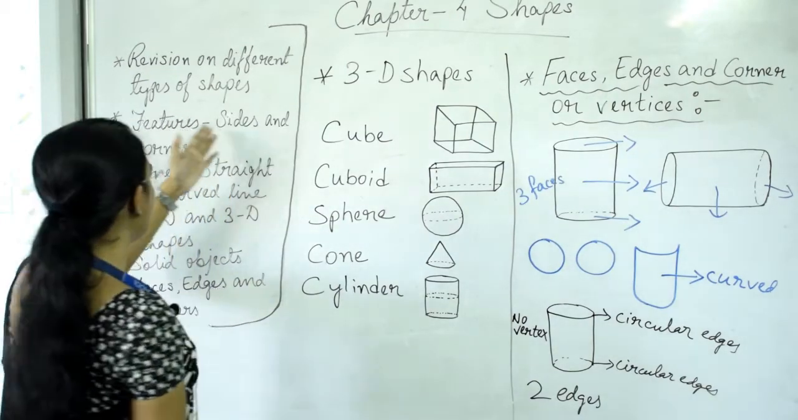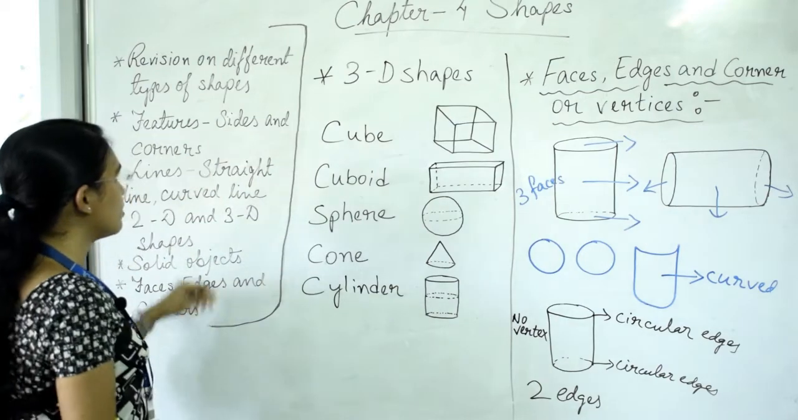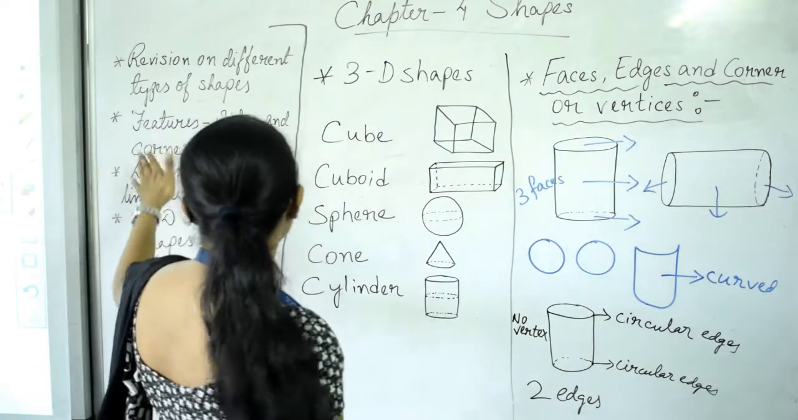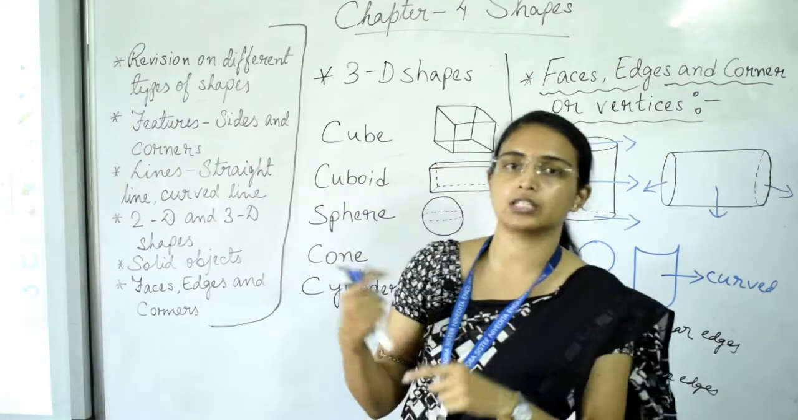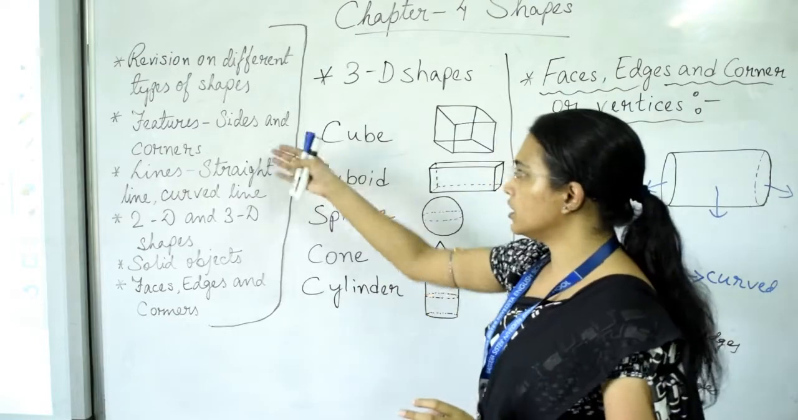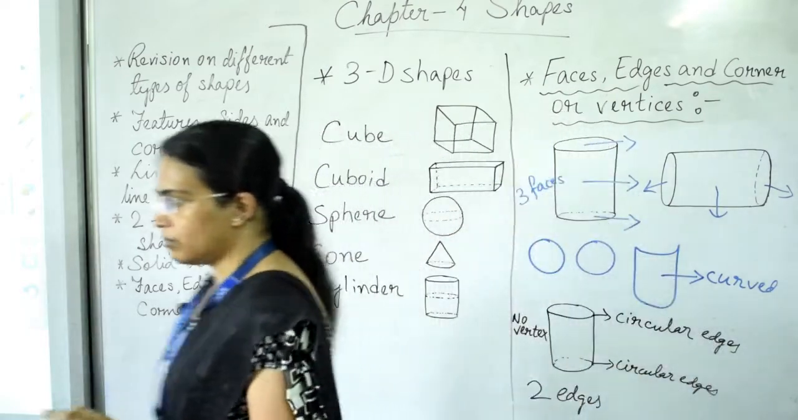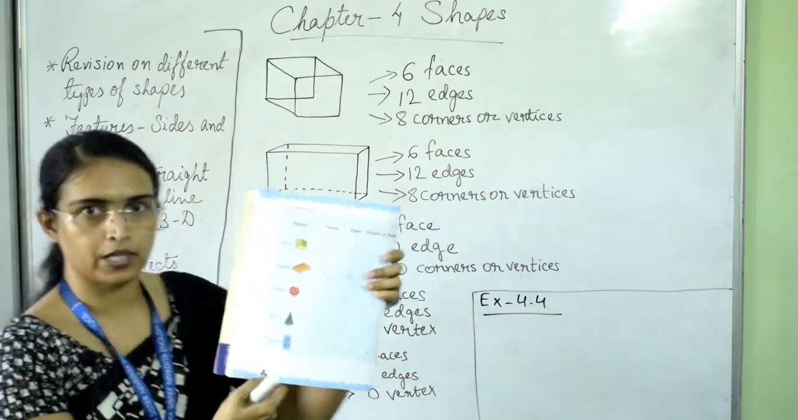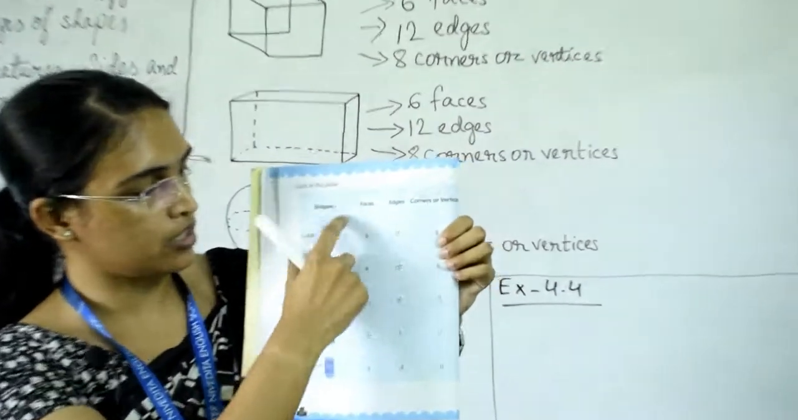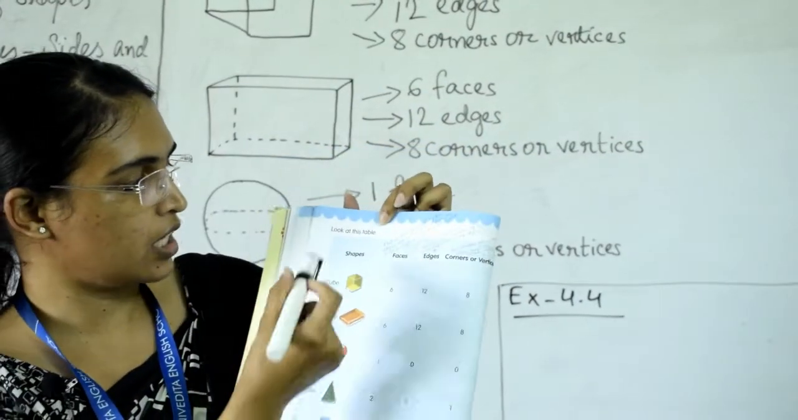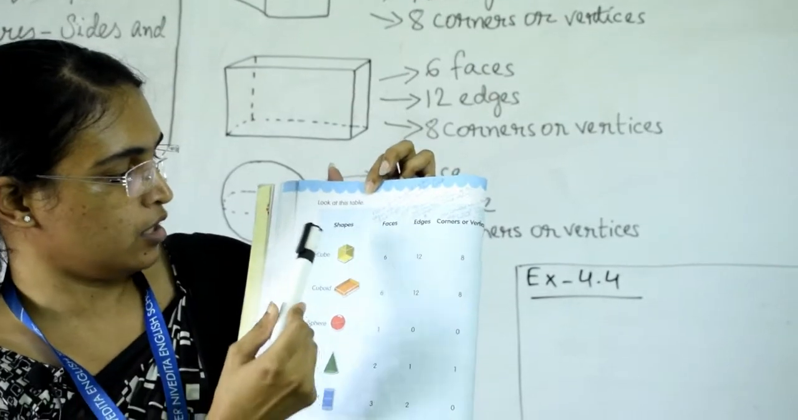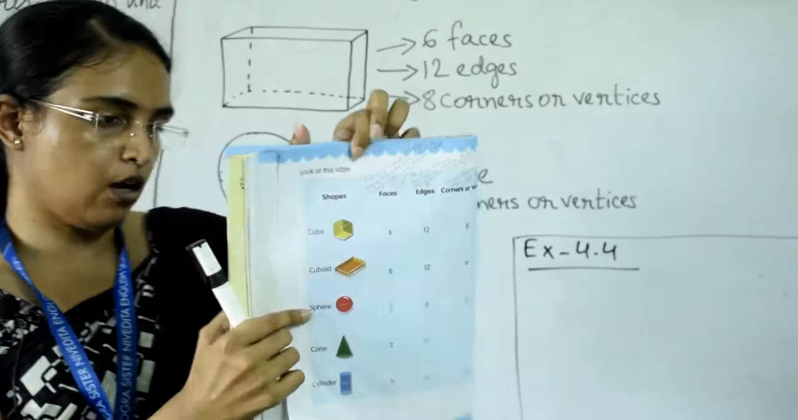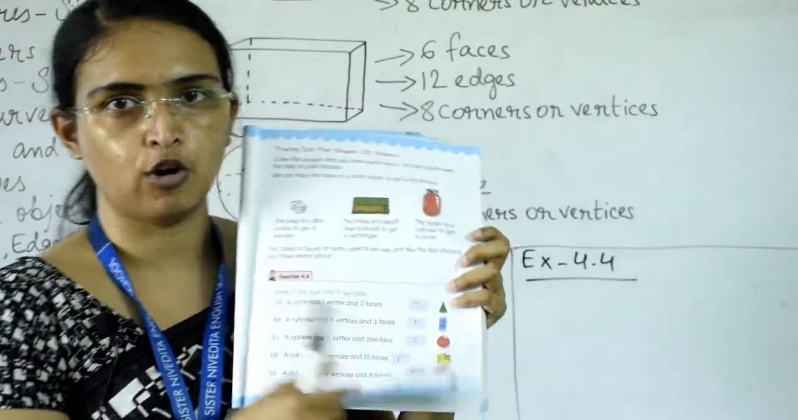Okay. Then we have discussed about various types of shapes. At the starting we have done the division of different types of shapes, and then we have learned about what are called sides of those shapes and what are corners. Now we will do some exercise. Okay, now you have to come to page number 44. You have to learn all these things. This is a table of shapes, their faces and edges and corners or vertex. Okay, learn this all. Now we will do exercise 4.4, this one.